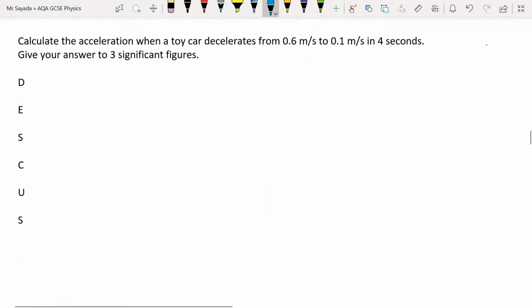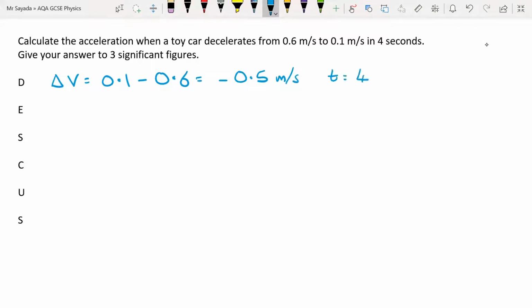We're going to do another example together now. Now I'm going to do this example fully by myself, just so you can see the whole DESCUS method being done in one go. So I'm going to do it quite quickly, but very, very clearly. D stands for data. I write down what I know. So my change in velocity is my final velocity minus my initial velocity, which in this case is minus 0.5 meters per second. In this question, the time is 4 seconds.